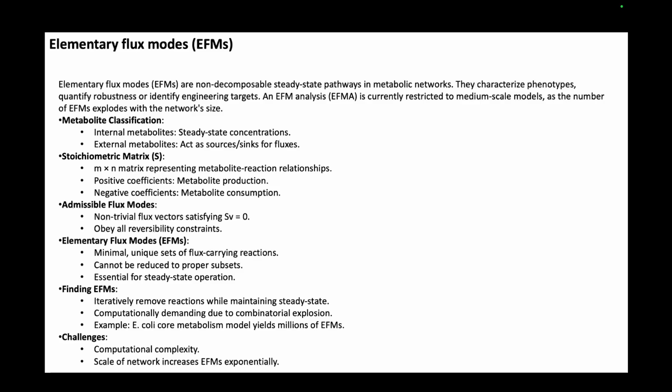Now, how do you find these elementary flux modes? The idea is to get the minimal and important flux carrying reactions, right? Unique also. So in a network, you start by iteratively removing reactions while maintaining steady state. Computationally, it is very demanding due to this combinatorial explosion. So basically, when I have a large set of combinations of what to remove, what to keep, what to remove, what to keep, like that.